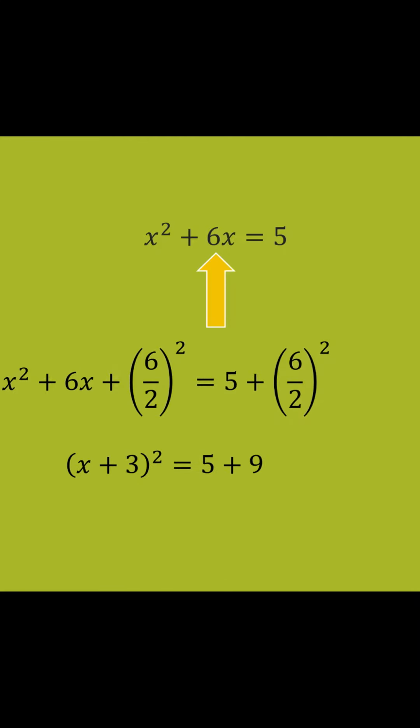Now the left side simply becomes x plus 3 over 2 squared. So the x squared becomes x, the 6 over 2 is 3, and then you move the square to the outside of the parentheses. On the right side, I keep my 5, 6 over 2 is 3, 3 squared is 9. Add the 5 and the 9 together to get 14. Now our quadratic is a perfect square.